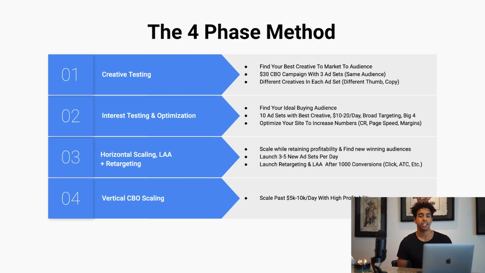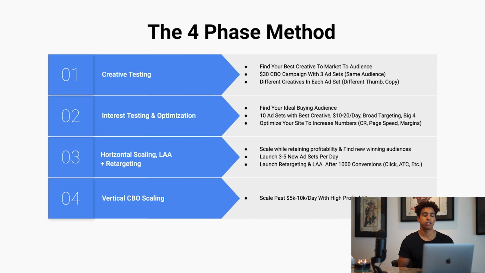The second one is interest testing. So after you found a creative that's working well for you, you need to then take that and test different audiences up against that to see which ones are your top performers and who's really gonna be buying your product at scale.